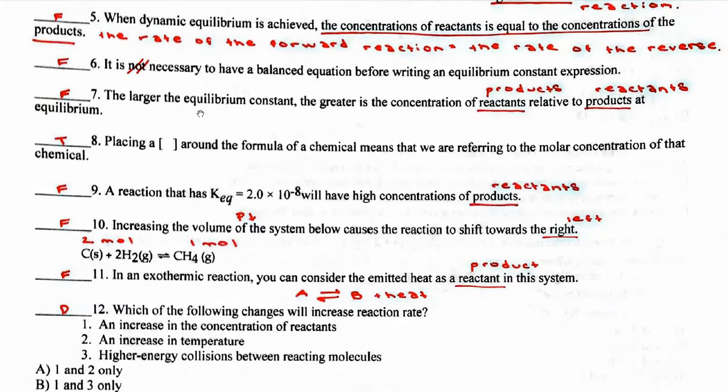6, it is necessary to have a balanced equation. It's necessary because you're using coefficients for your equilibrium expression. And if you haven't balanced it, you're lacking those coefficients which are necessary.